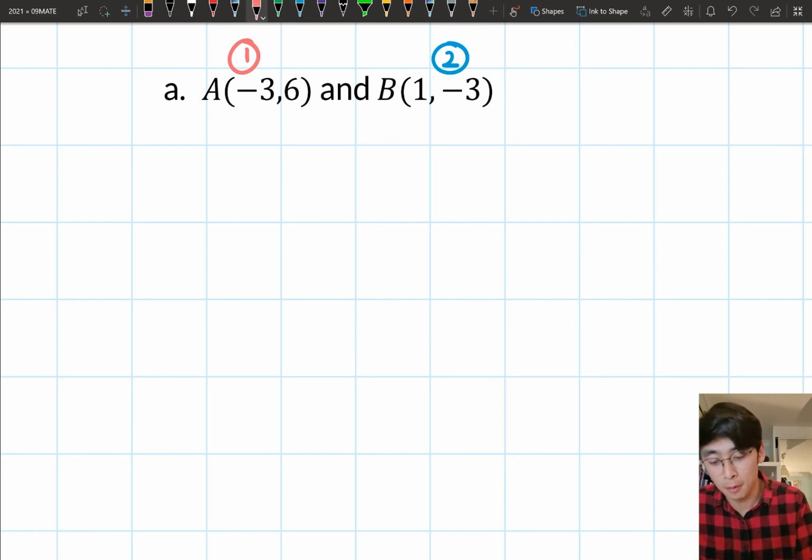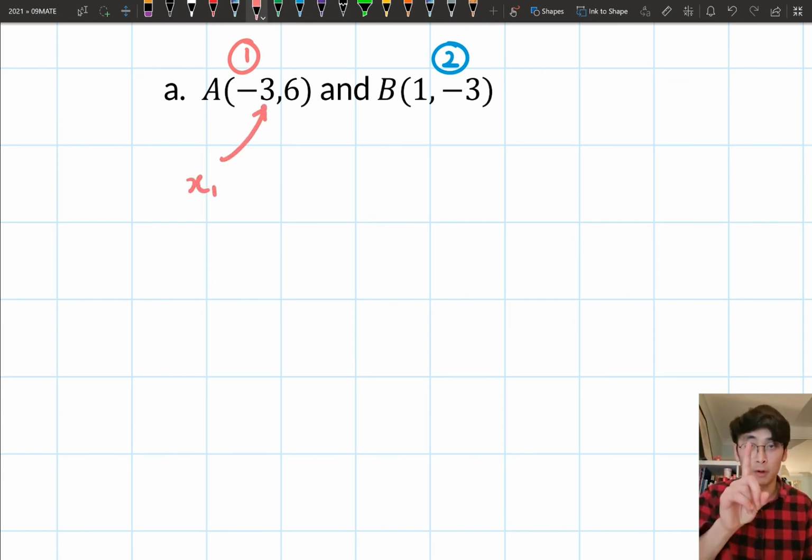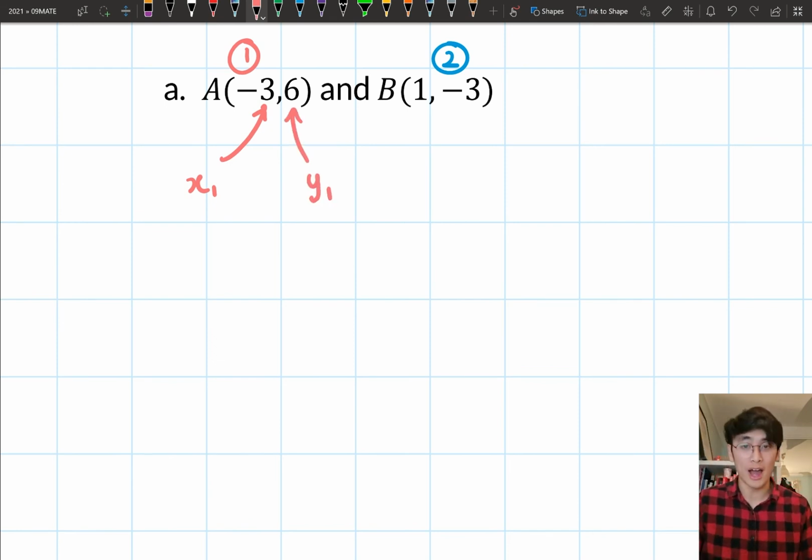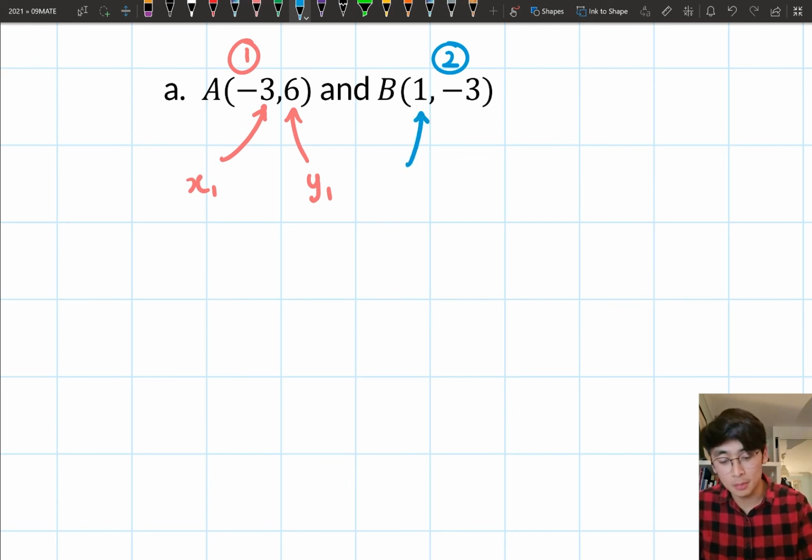So let's label our points. -3 is going to be x1. It's the x coordinate of my first point. 6 is going to be y1. It's the y coordinate of my first point. 1 is going to be x2 because it's the x coordinate of my second point. And -3 is going to be y2. It's the y coordinate of my second point.